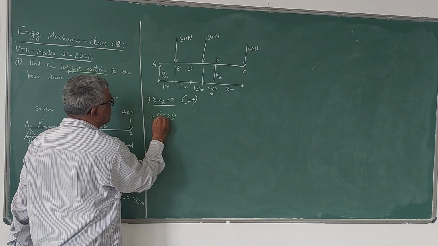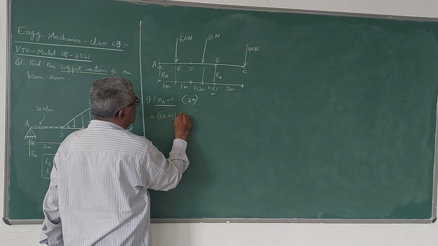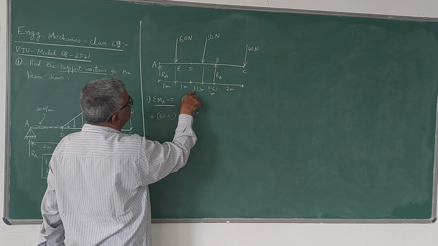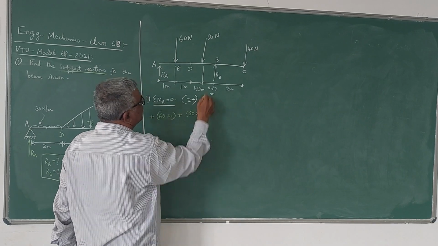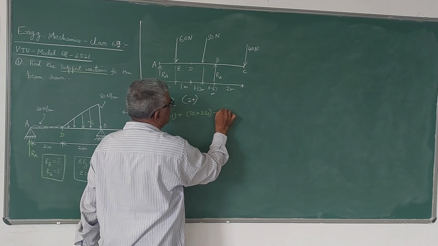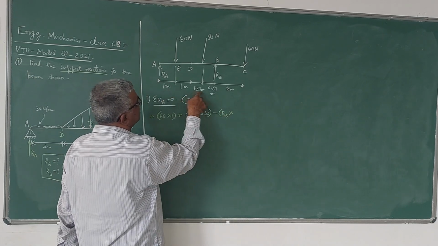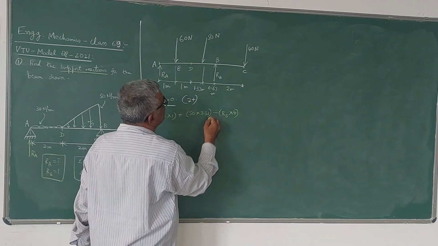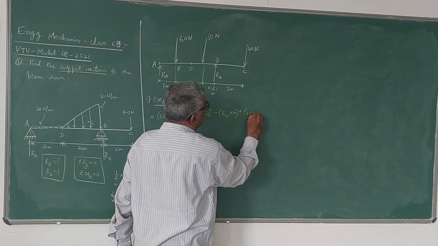This is plus because it is giving clockwise movement. Then this 50 is also giving a clockwise movement. So plus 50 into this distance, which is 2 plus 1.33, 3.33. This RB is giving anti-clockwise movement, so minus RB into distance, here it becomes 4 meters, the distance from A to B. Then this is giving clockwise movement, so plus 40 into 6 meters.